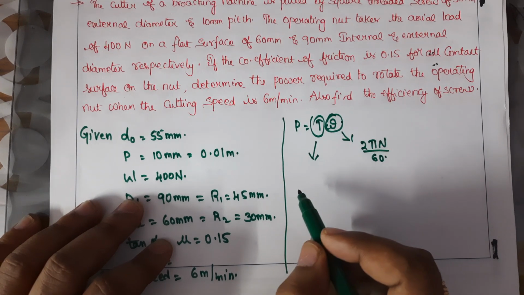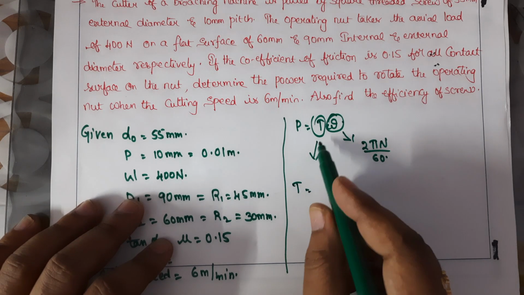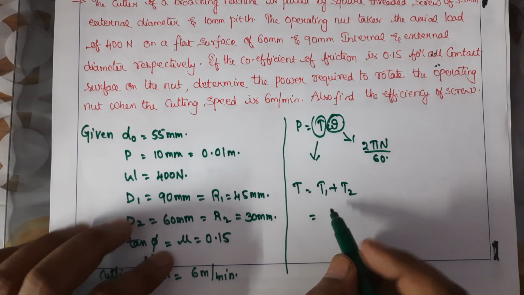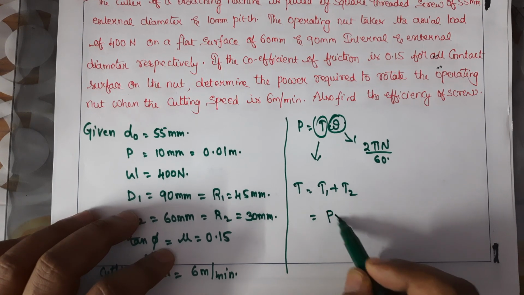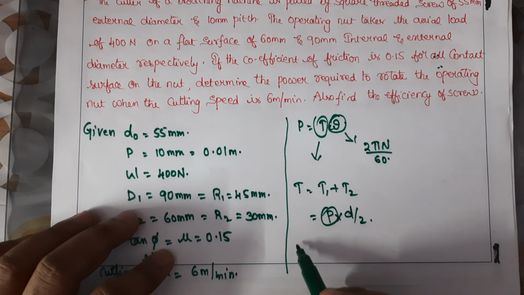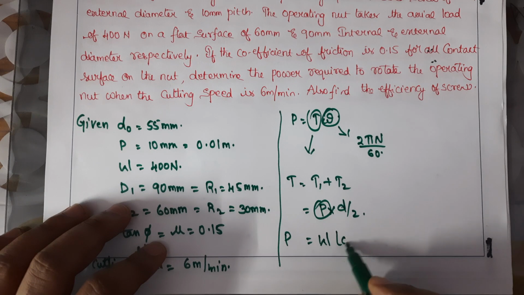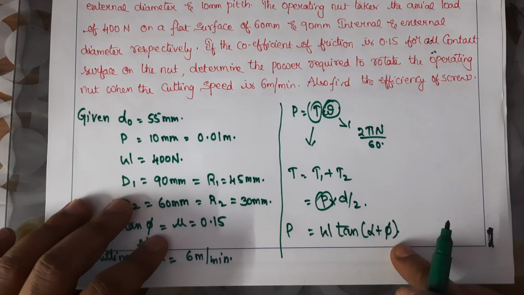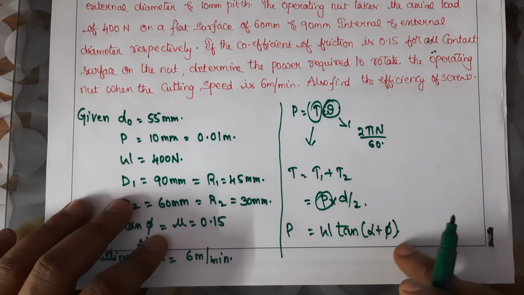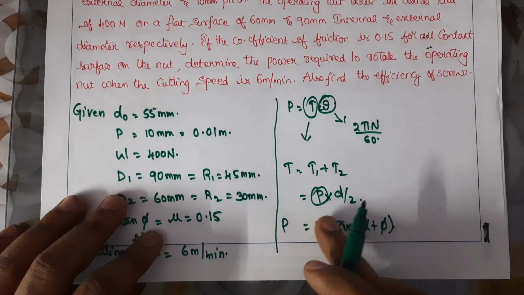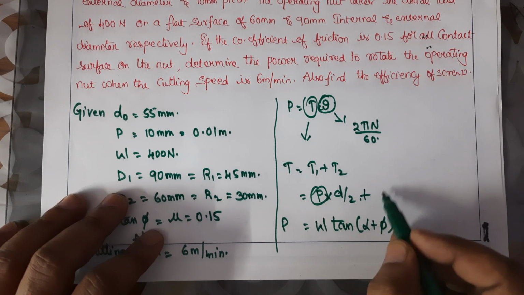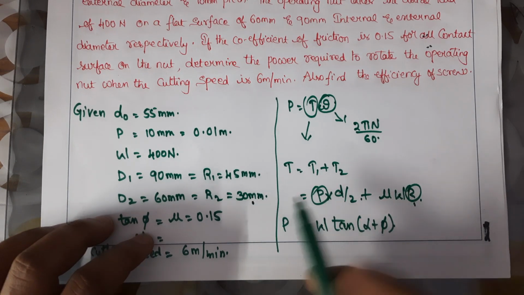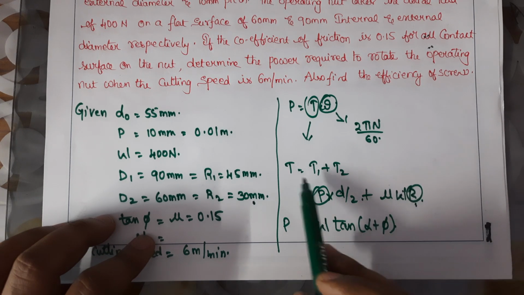Okay, so for calculating the torque, T is equal to total torque, T1 plus T2. For calculating the T1, we have the formula P into D by 2. The P can be calculated by W into tan of alpha plus phi. Here we will be using the tan A plus B formula, substituting the values, and you can find the P value. After that, plus T2, which is nothing but mu into W into R. R is nothing but your mean radius. Here R1 and R2 are given. Then the load and mu. Okay, so we can get the T value.